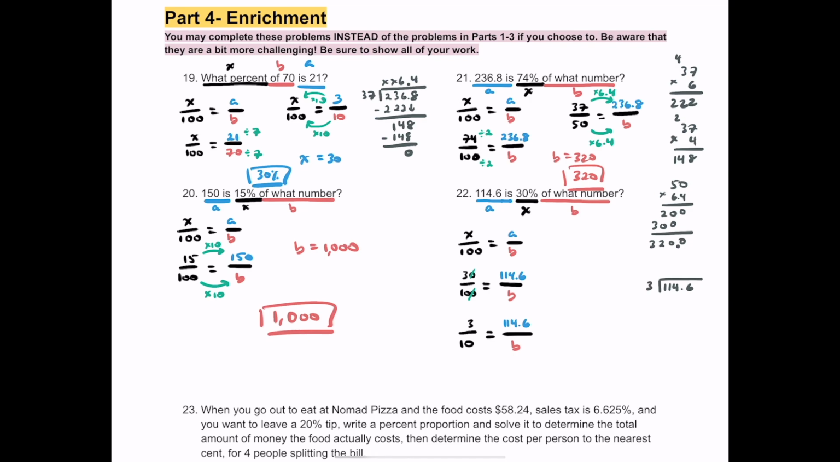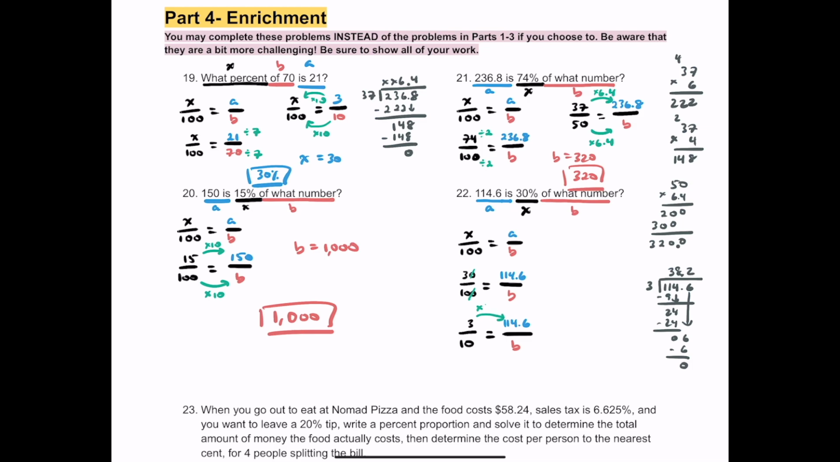114.6 divided by 3. 3 goes into 11 3 times. 3 times 3 is 9. 11 minus 9 is 2. Bring down the 4. 3 into 24 is an 8. 8 times 3 is 24. 0, there's a decimal point here, so we should write a decimal point, bring down the 6. 3 into 6 is a 2. 2 times 3 is 6. 0. So 38.2.